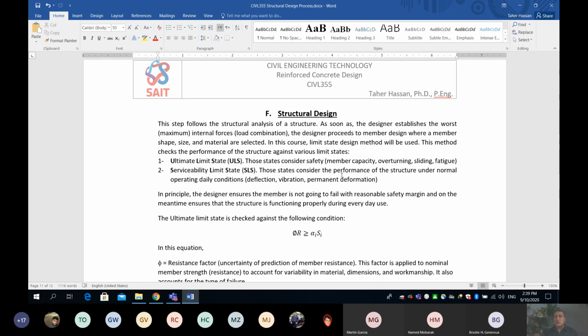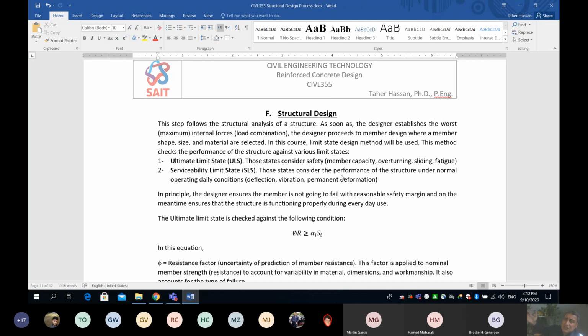So in this state, we're talking about safety. We're talking about member capacity. We're talking about building overturning, about sliding, about fatigue. Those are ultimate states before the member fails. And we have to make sure that the member will not fail. So when we look at our design, we look at this point of life of the member, and we make sure the member has enough capacity to resist the loads.